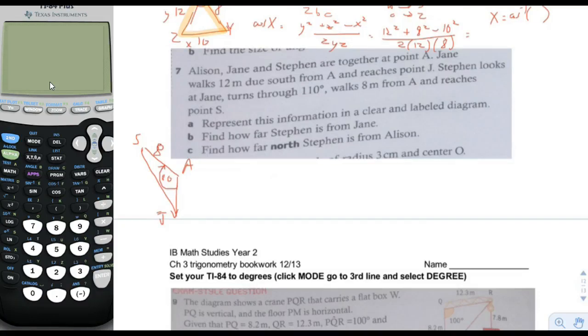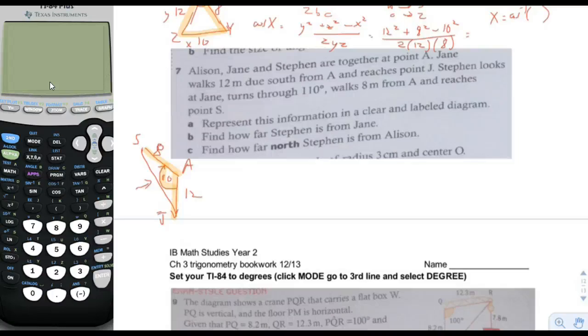So what we do know is this, and we know this, and we know that Jane will walk 12, so we know this, right? And they want to know this side here that we don't know yet. Okay, so obviously law of cosines because we don't have any opposite angle side pairs. Okay, and they want to know how far SJ is.